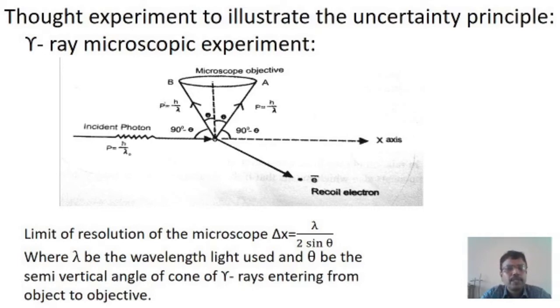The limit of resolution is the minimum distance of separation between two closely lying point objects that are just seen separately. The expression for the limit of resolution of a microscope is Δx = λ/(2 sin θ), where θ is the semi-vertical angle of the cone of gamma rays entering from the object to the objective. Δx is the uncertainty in the measurement of position, and λ is the wavelength of light used. Here the wavelength of gamma rays is used.